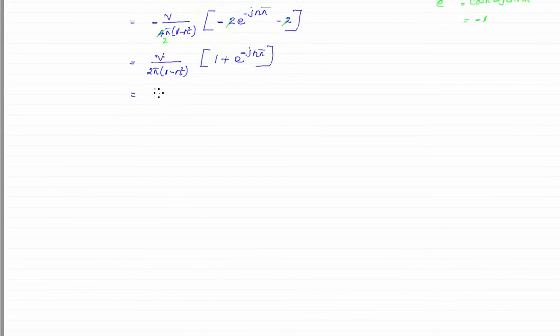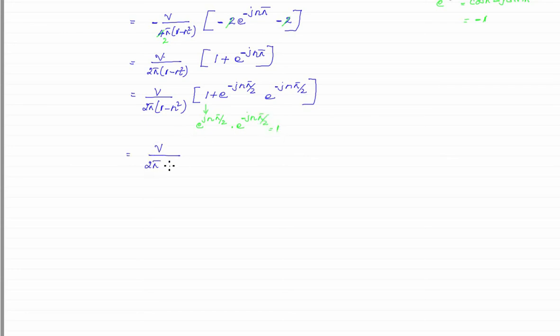In this step, we are going to represent e power minus j n pi as e power minus j n pi by 2 into e power minus j n pi by 2. Similarly, 1 can be represented as e power j n pi by 2 into e power minus j n pi by 2. So both will be cancelled and it will be equal to 1. In this step, we are going to take the common term outside, that is e power minus j n pi by 2 is common, that can be taken outside.